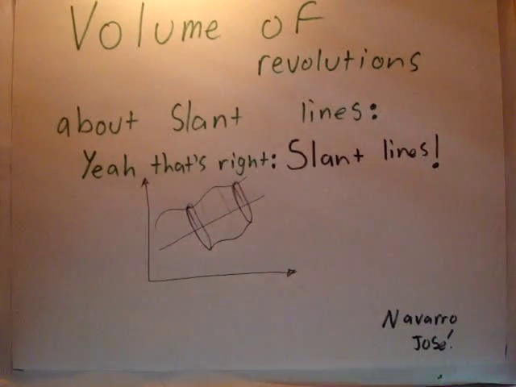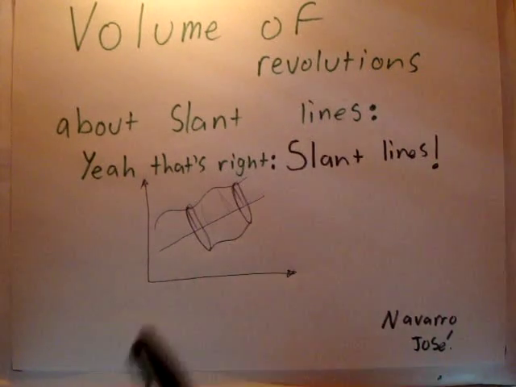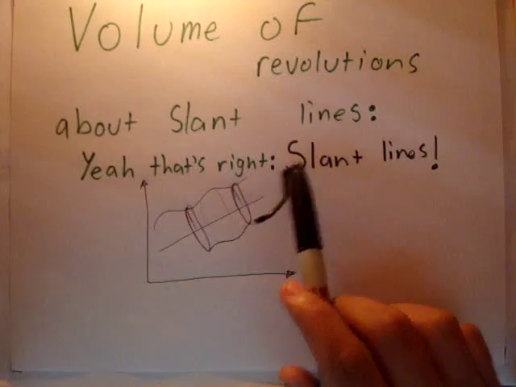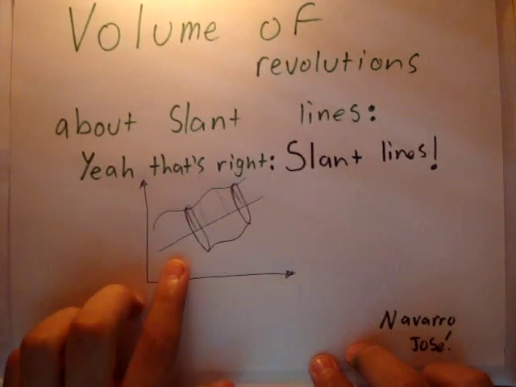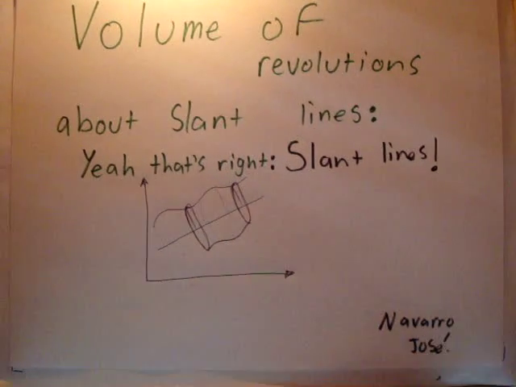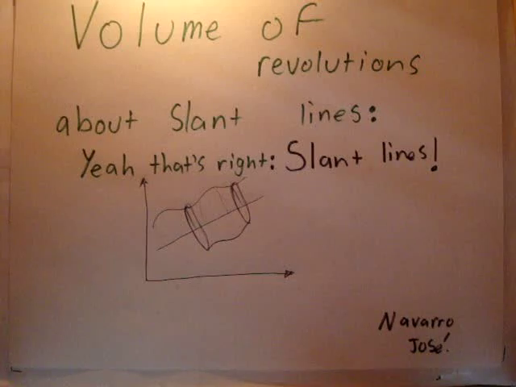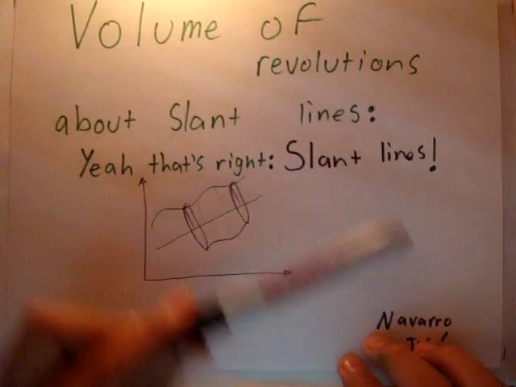Hello, welcome back. Today I'm really excited to introduce volumes of revolution about slant lines. Yeah, that's right, slant lines. Most calculus settings or teachers won't even talk about this. They usually go over horizontal lines, let's say maybe x equals 5, y equals 5, but they're always straight lines. But they've never introduced revolutions over slant lines.